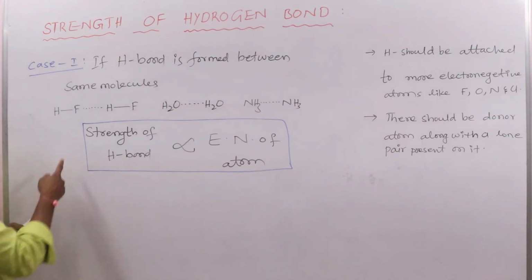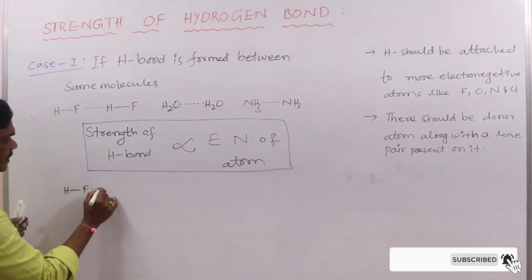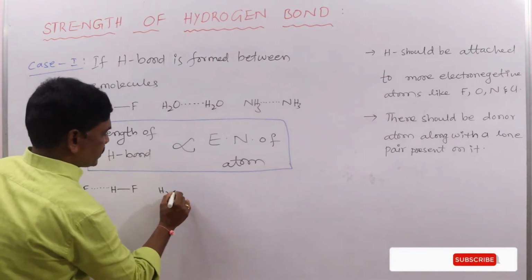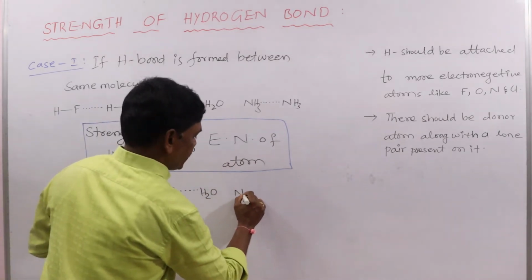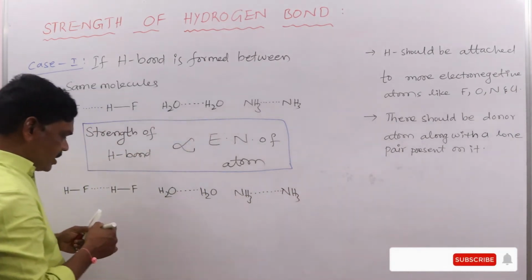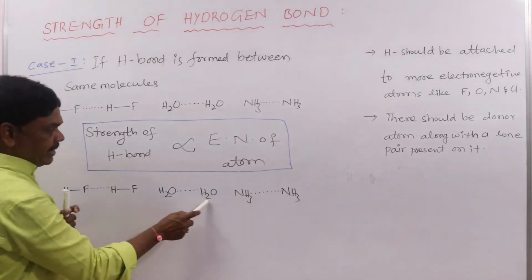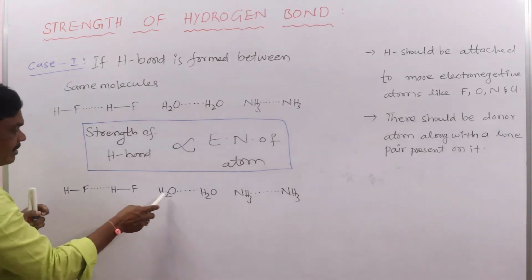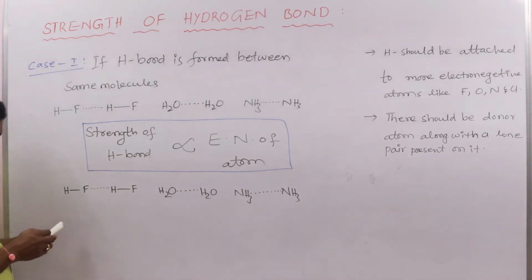In this example, hydrogen fluoride, H2O, ammonia. Now in these three cases, hydrogen bond is formed between same molecules. Here, fluorine is the highest electronegative element. When compared to fluorine, oxygen is second most, and nitrogen is the third most. So now here, which one's strength is more?